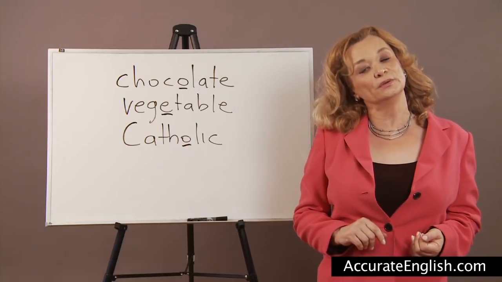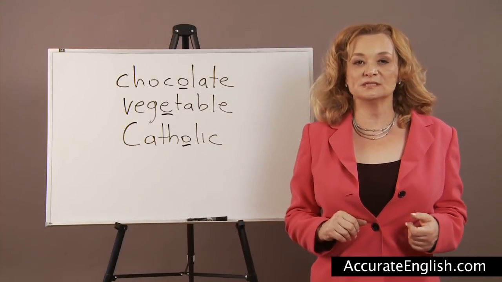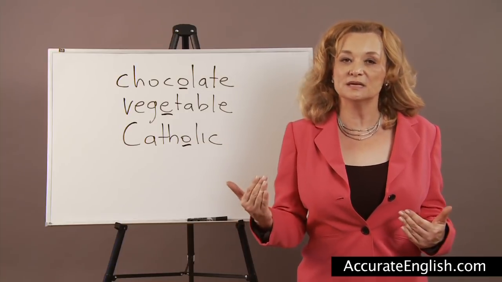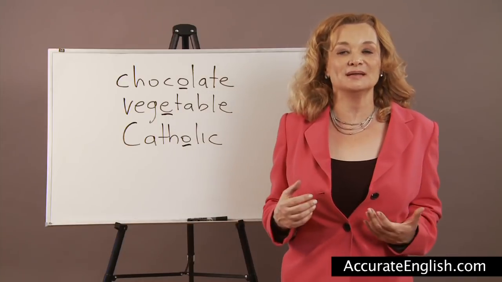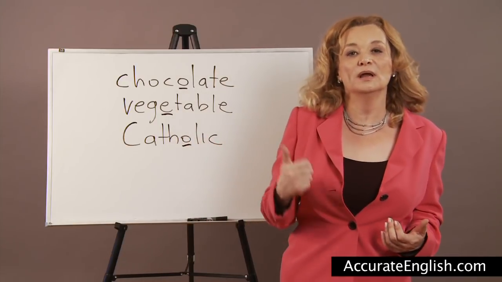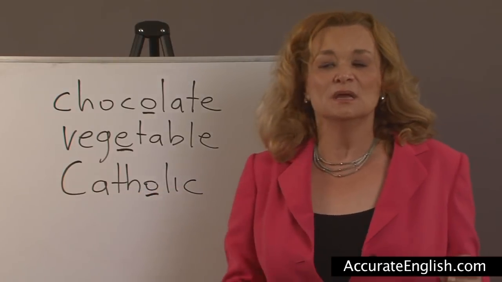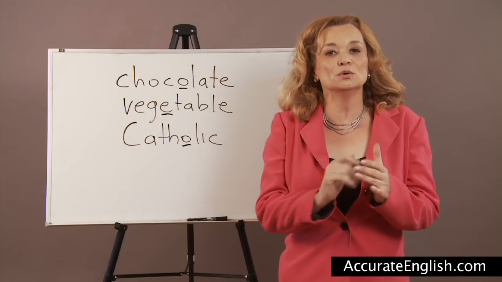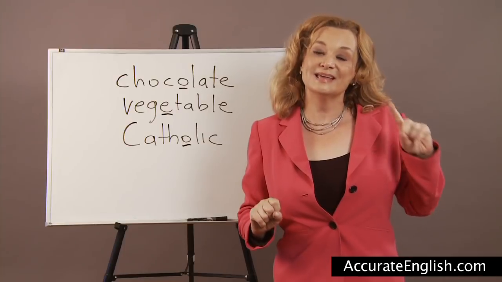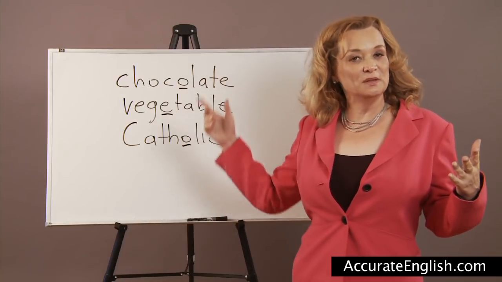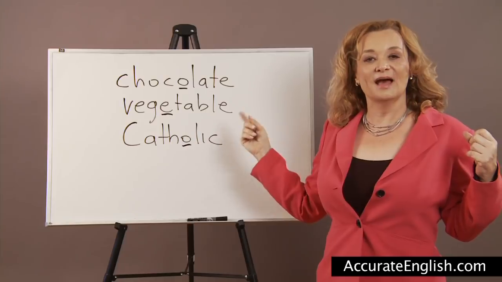Let's look at another word that's also a very common word. I have heard it pronounced many different ways by my students, and in other languages the O is definitely pronounced. So it might sound like catholic or catholique or catholico, but the O is always pronounced in those languages. In English, the O disappears and it's only 2 syllables and it sounds like this: Catholic, Catholic. So let's repeat these 3 words again: chocolate, vegetable, Catholic.